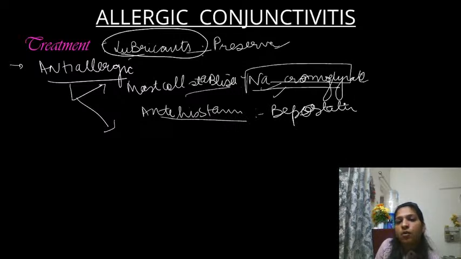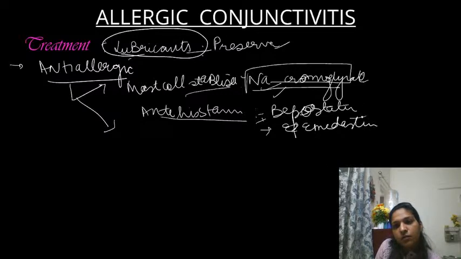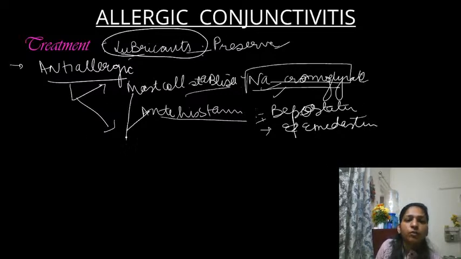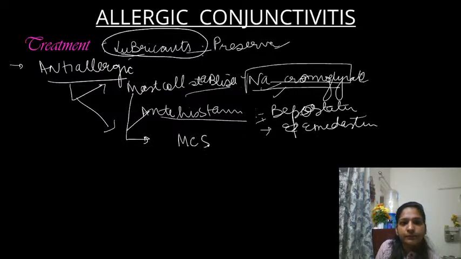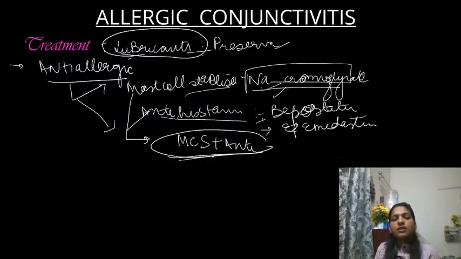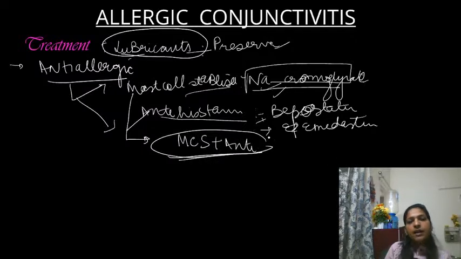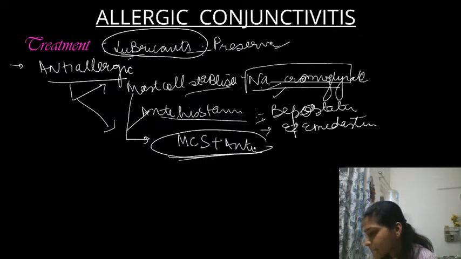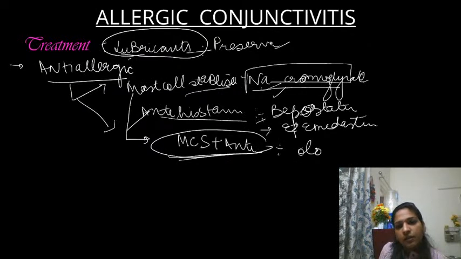come on, this is pharmacology, you should know it. Bepotastine, emedastine. Now a combination of both mast cell stabilizer plus antihistaminic. Can anyone tell me the drug which is a combination of mast cell stabilizer and antihistaminic? It is olopatadine.